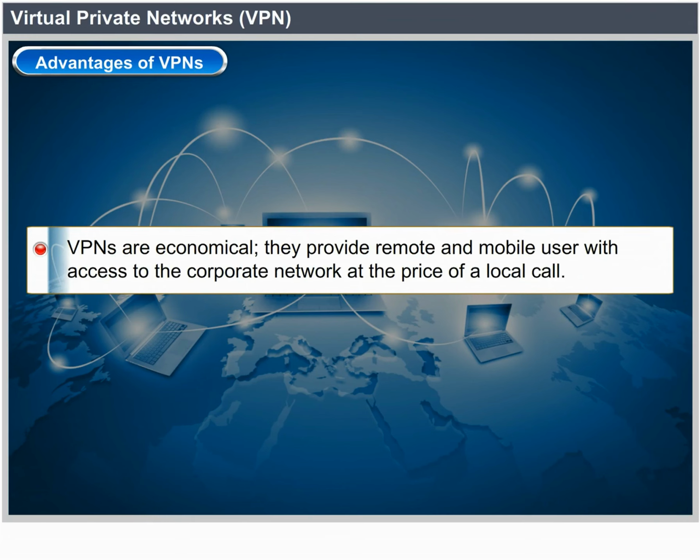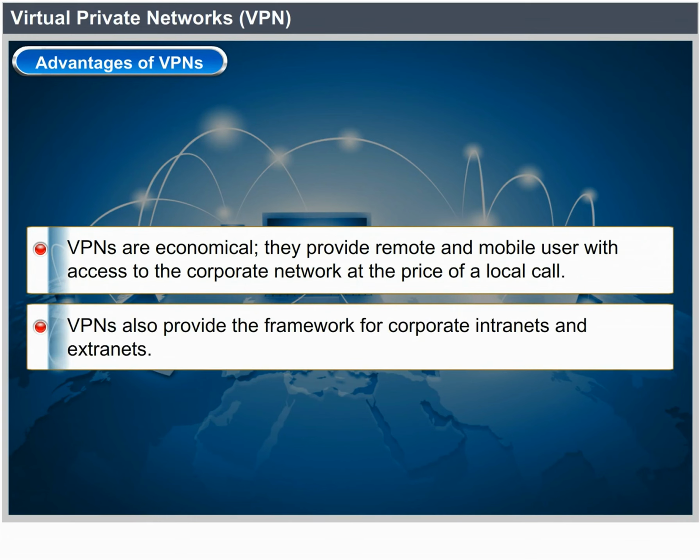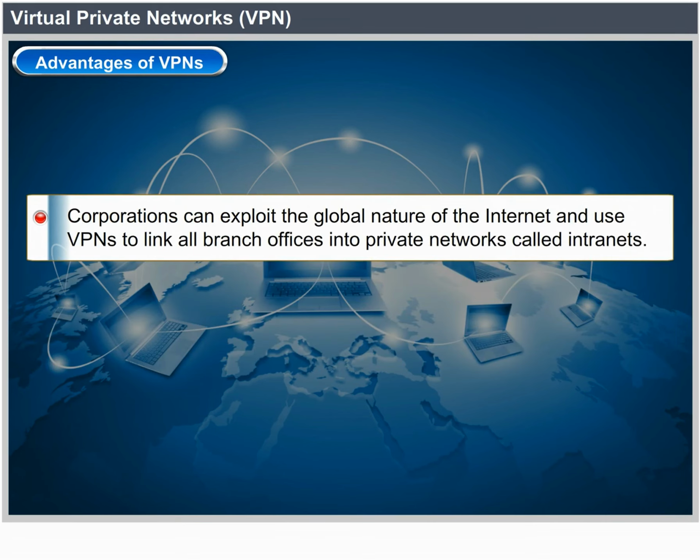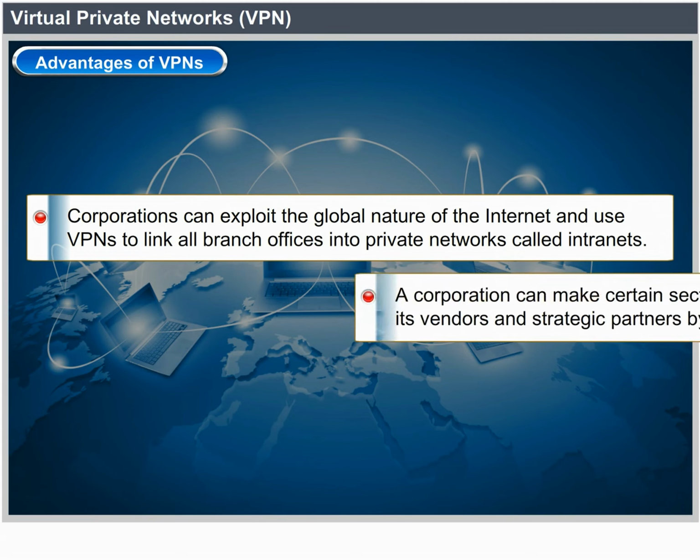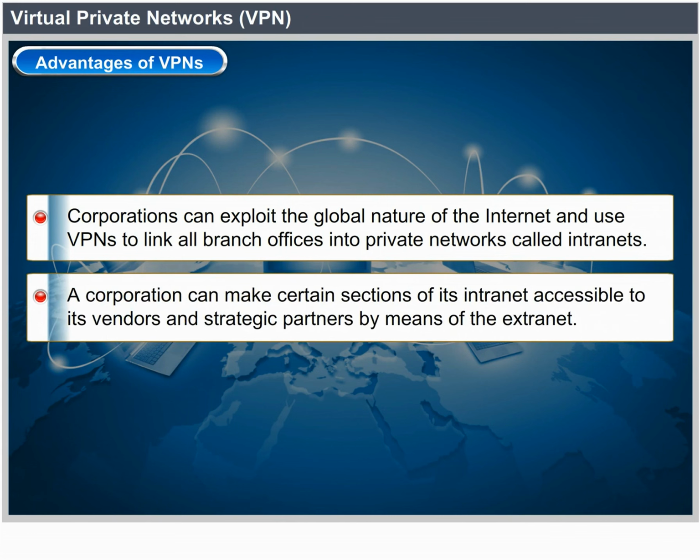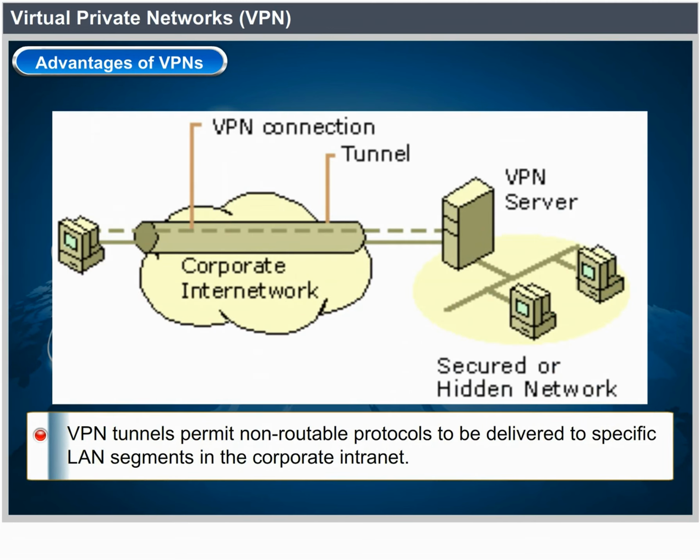Corporations can exploit the global nature of the Internet and use VPNs to link all branch offices into private networks called intranets. A corporation can make certain sections of its intranet accessible to its vendors and strategic partners by means of the extranet. VPN tunnels permit non-routable protocols to be delivered to specific LAN segments in the corporate intranet. In this way, VPNs enable legacy applications to use the intranet.